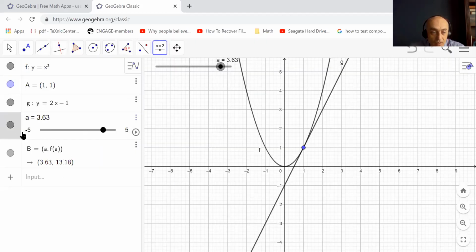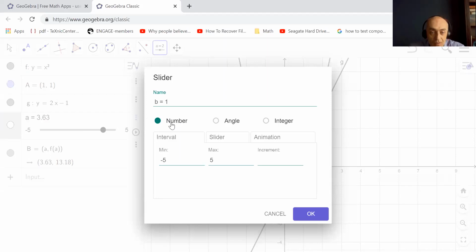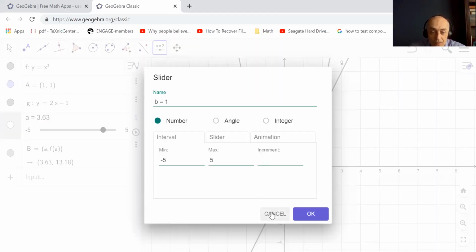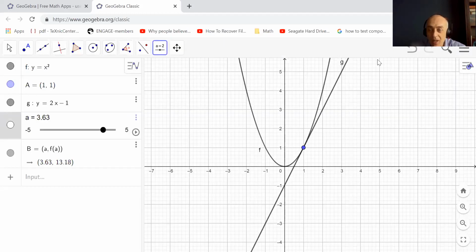Anyway, I have the f of A over here. I can leave it 5 and -5. It's not so important right now. It keeps asking me to make more sliders.